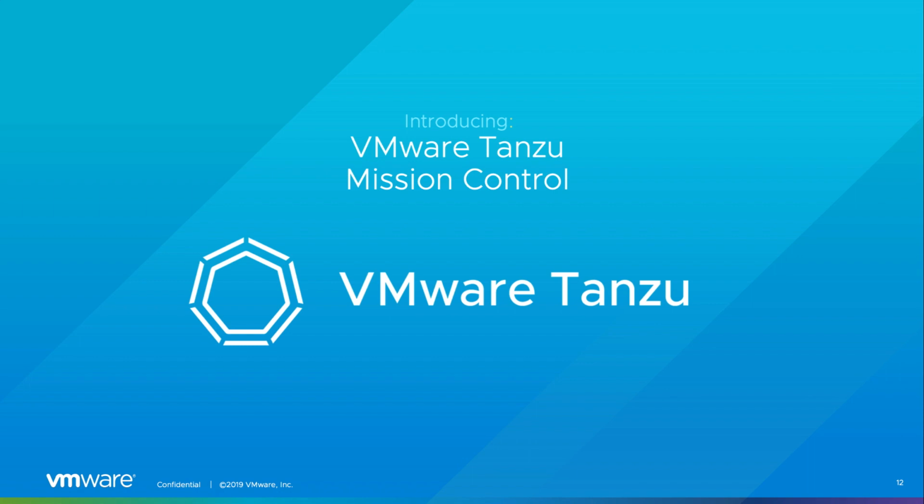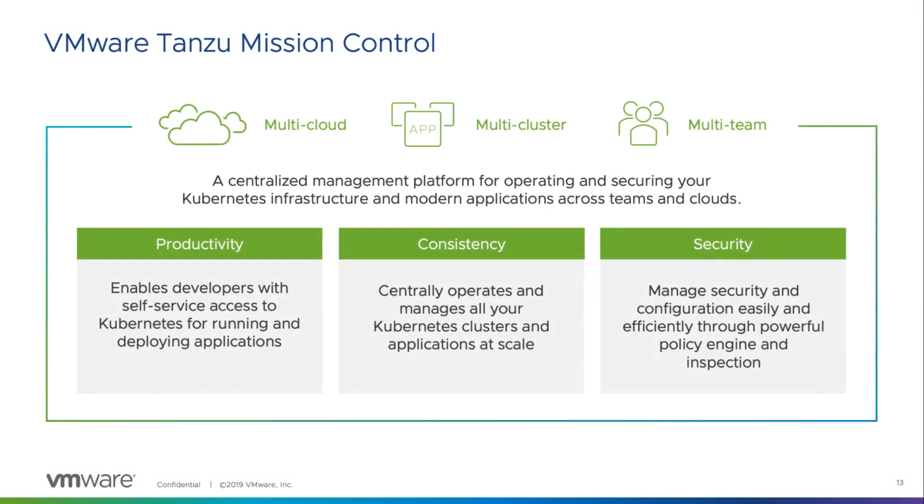So that's the main tenet of TMC, allowing our ops teams to have observability and visibility into Kubernetes clusters no matter where they're running in the environment. So VMware Tanzu Mission Control is a centralized management platform for operating and securing Kubernetes infrastructure and modern applications across teams and clouds. So TMC provides operators with a single control plane to give the developers the independence they need to drive business forward, while also enabling consistent management and operation across environments for increased security and governance.